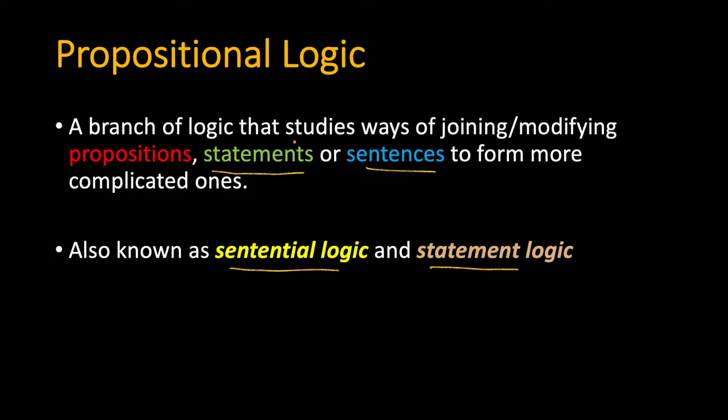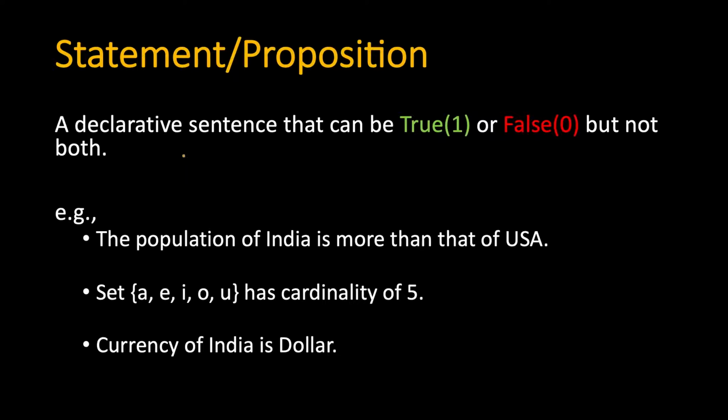Now see what propositions or statements are. A declarative sentence that can be true or false, but not both. And these are called truth values. So any statement, any sentence which has some associated truth value, that is, it can take either true or false, but not both. And it should be definite.